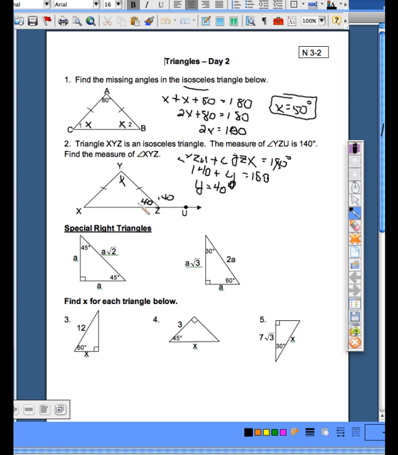Now, since this is isosceles, we know this angle and this angle are the same. So that's also 40. So for the triangle then, we have 40 plus 40 plus x is equal to 180, or 80 plus x equals 180. And so x here is equal to 100 degrees.